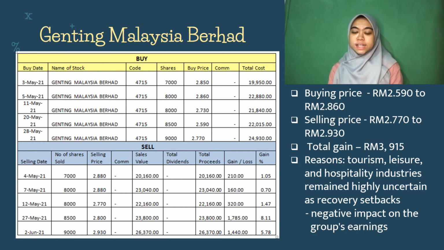Next, we move on to Genting Malaysia Berhad. As shown in the table, the buying price is in the range of 2.59 to 2.86 and the range for selling price is 2.77 to 2.93. This investment gives our investor a gain of 3,915. The situation for the tourism, leisure and hospitality industry remains highly uncertain as the recovery setback continues, and prolonged travel restrictions imposed in response to the pandemic could have a negative impact on the group's earnings.